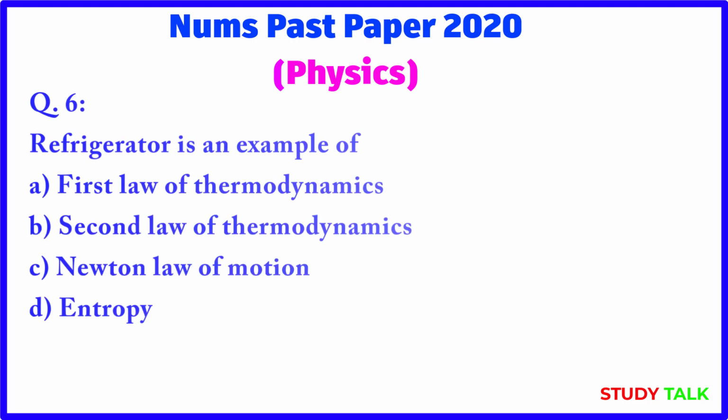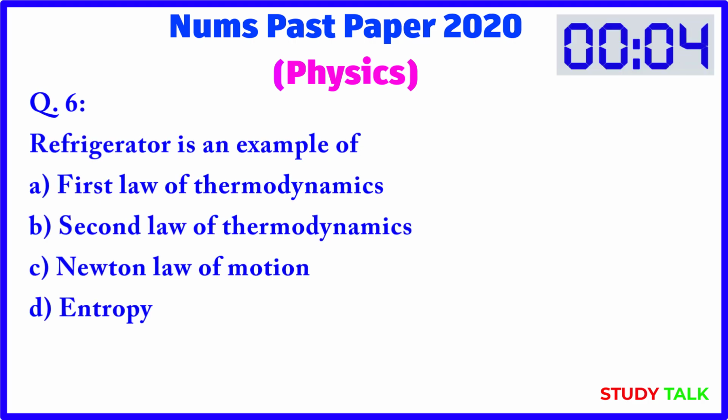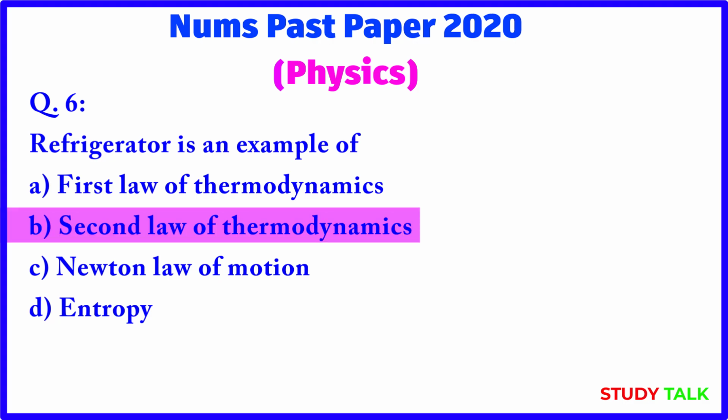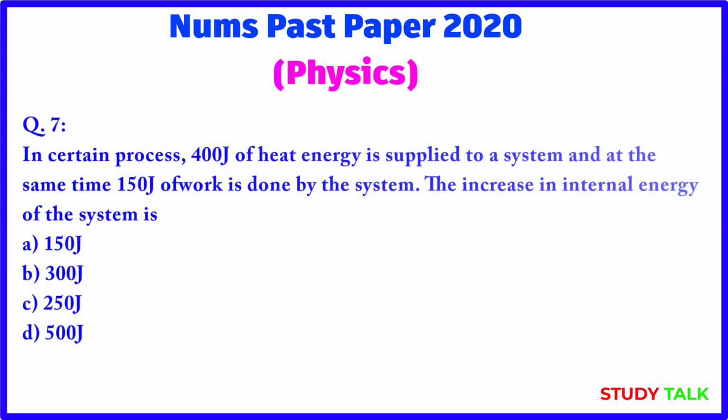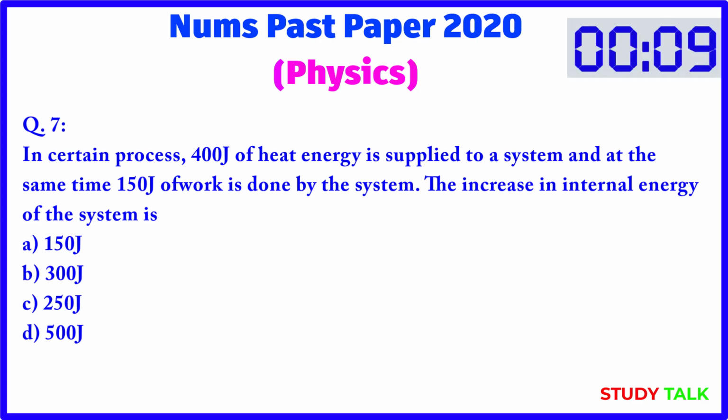Refrigerator is an example of second law of thermodynamics. In certain process, 400 joules of heat energy is supplied to a system and at the same time 150 joules of work is done by the system. The increase in internal energy of the system is (250 joule).